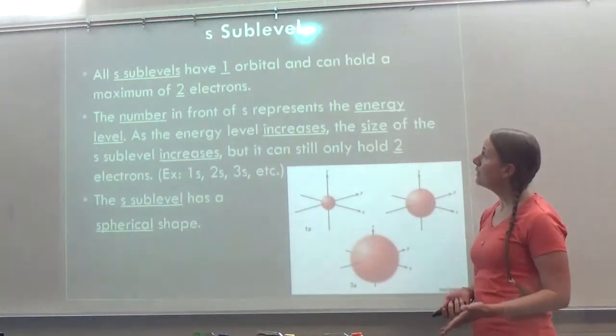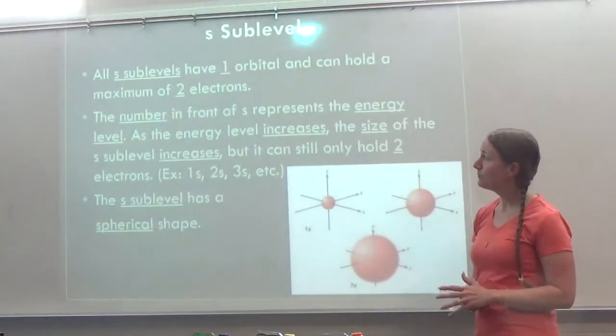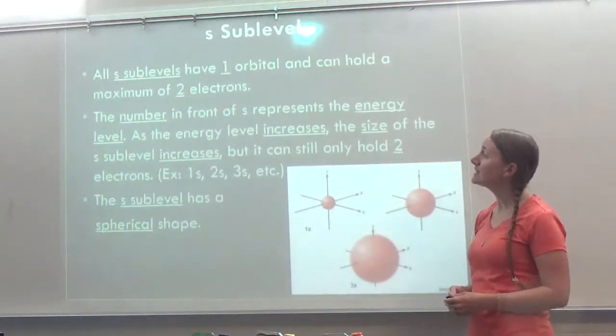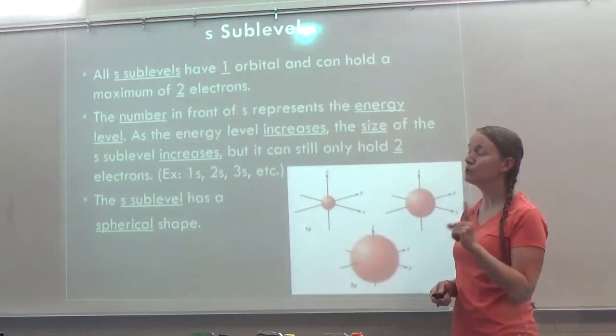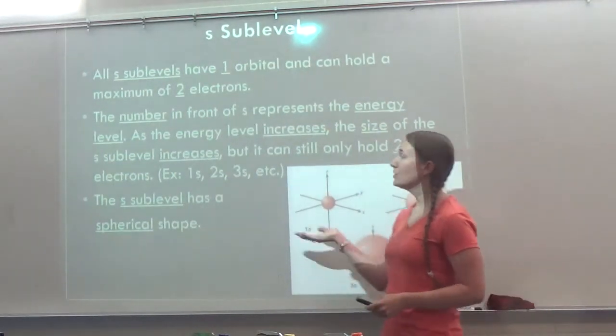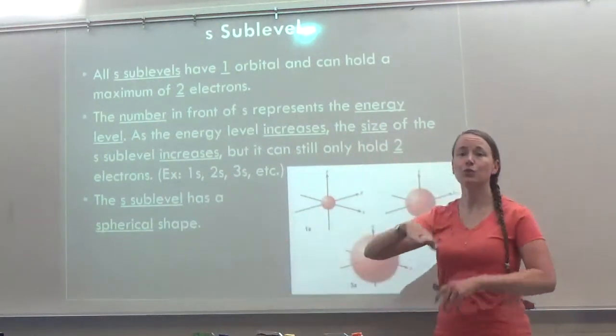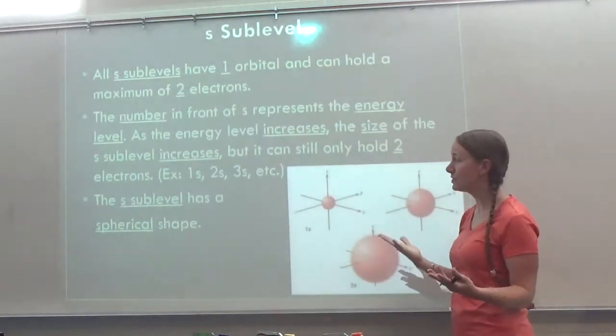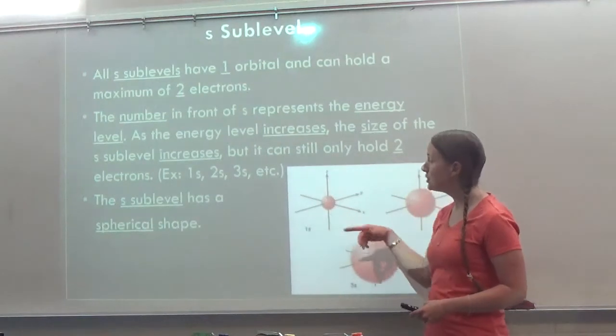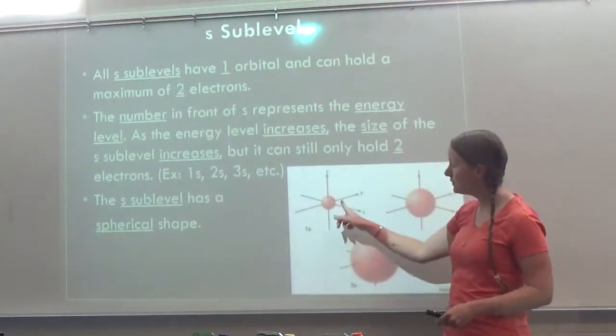The number in front of S represents the energy level. As energy level increases, the size of the S sublevel increases, but it can still only hold 2 electrons. You're going to see 1s through 7s because there are 7 rows on the periodic table, so there are 7 S sublevels. They happen to be the shape of a sphere. The S sublevel has a spherical shape.